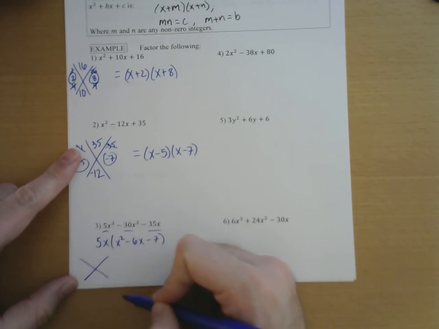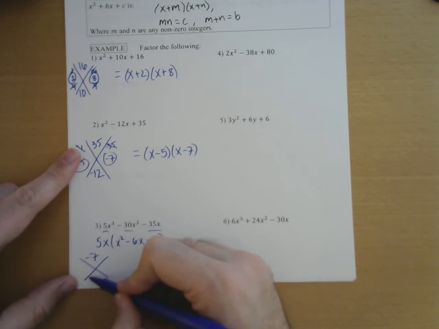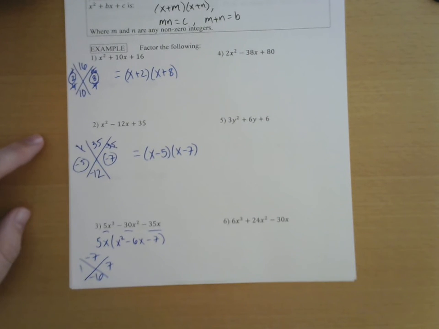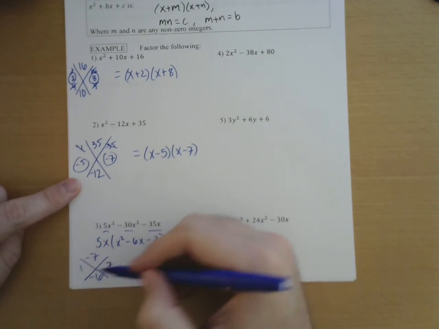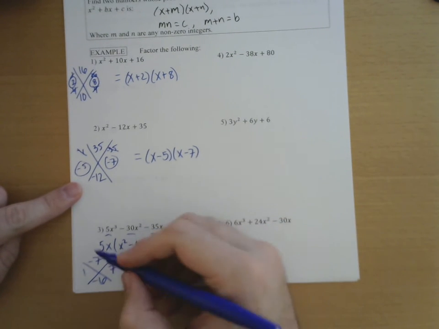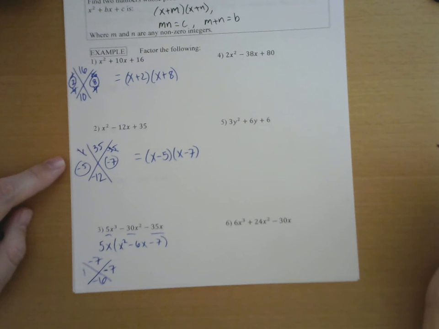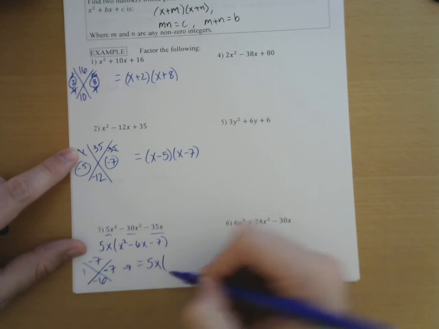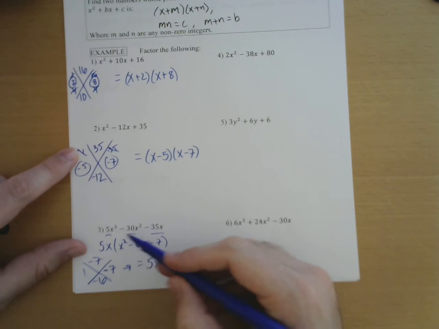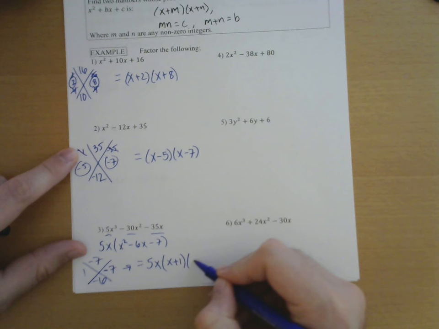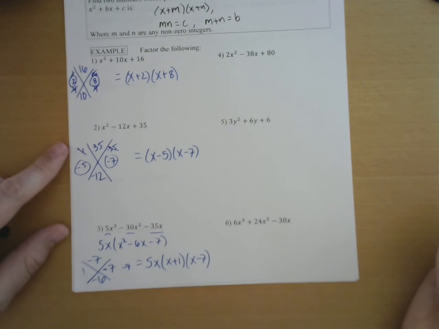Okay, now I'm looking for things that multiply to make negative 7 and add to negative 6. Well, the factors of 7 is only 1 and 7, so now I just have to figure out how to make my negatives work. If I want two numbers to be multiplied to make a negative, one of them needs to be negative. And since I'm adding up to a negative 6, I know that the bigger one needs to be the negative. And so this means our final answer, the 5x sticks around. And then this trinomial, x squared minus 6x minus 7, becomes x plus 1 times x minus 7. And that's the final answer.